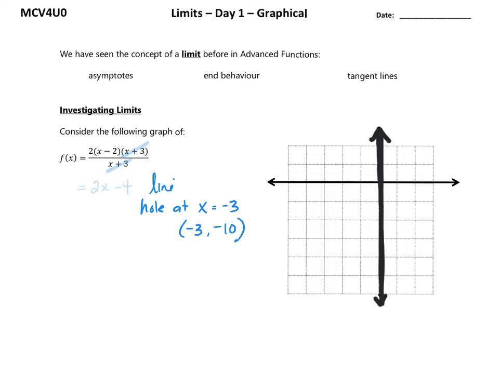Okay, so take a minute and try to graph that line. You're going to need to use a scale of 2 for this. Okay, so we're going to start at negative 4. We're going to rise 2 and run 1, which actually means we're going to rise 4 and run 2. So it'll look something like that. And then we have our hole at negative 3, negative 10. Okay, and it's a straight line looking like that.